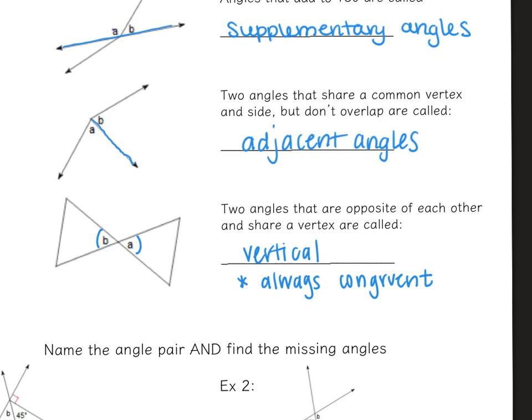So on these 4 examples, we're going to name the angle pair using those 4 and then find out what the missing angle is.